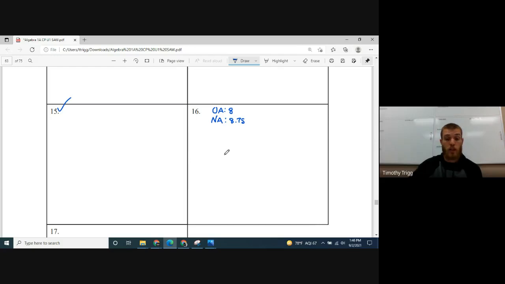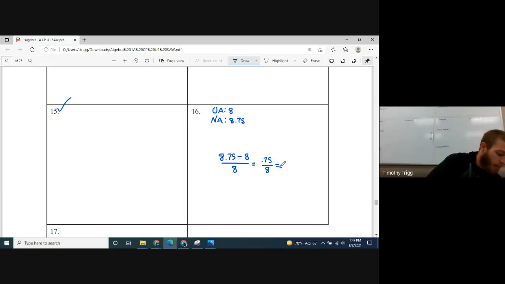Now to figure out our percent change, we take the bigger one minus the smaller one and divide by the original one. So this gives us 0.75 divided by 8. And that gives us 0.09375. Now to change that decimal to a percentage, we move the decimal twice to the right. So that's going to be 9.375%.